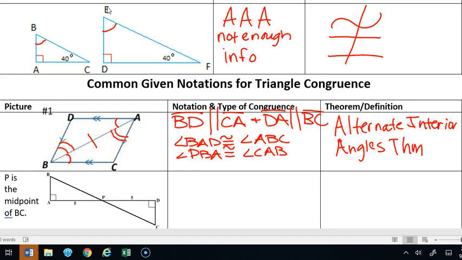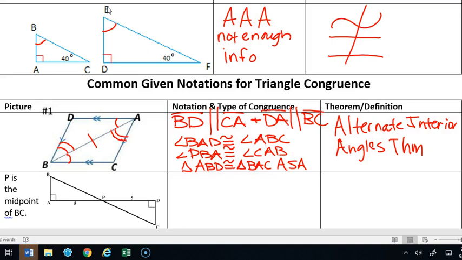Okay, then we can say that triangle ABD is congruent with triangle BAC by side, angle, side. Sorry, angle, side, angle. I said that backwards. I wrote it backwards too. So it should be angle, side, angle. Look back at your drawing. It's angle, side, angle.